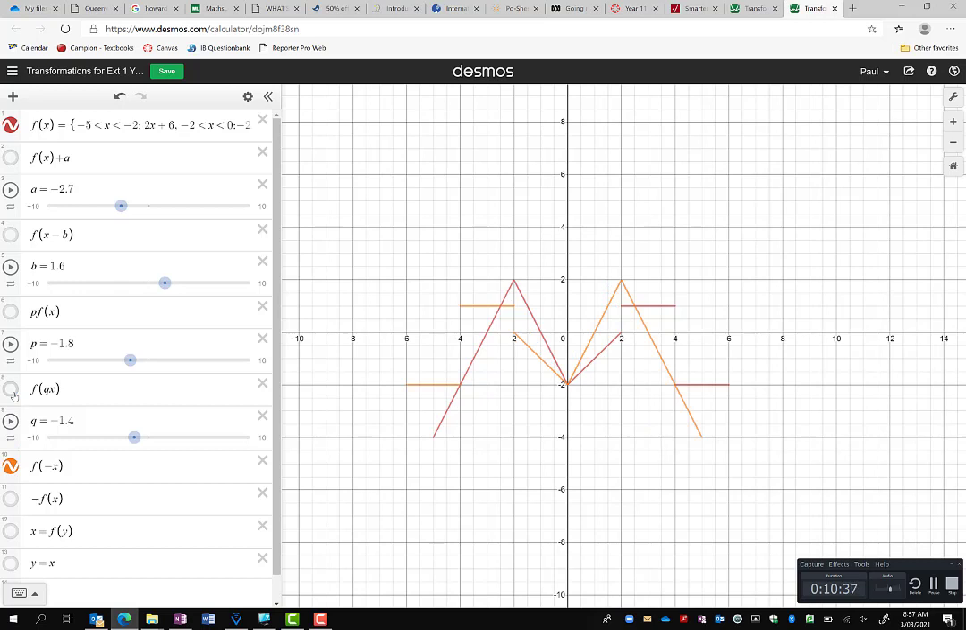Yeah, flips on the right. So f of -x just flips it on the x-axis. Do you remember drawing e to the x last year, or 2 to the x? When you draw 2 to the x, it's like that, and when you draw 2 to the -x, it's like that. It's the same thing.